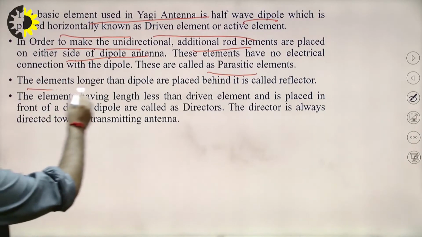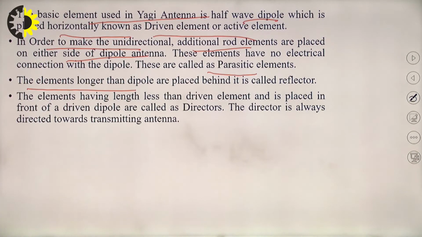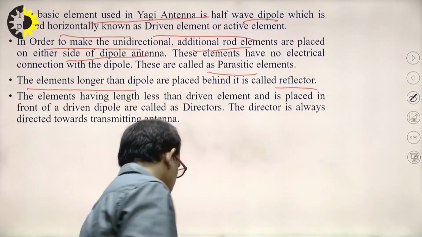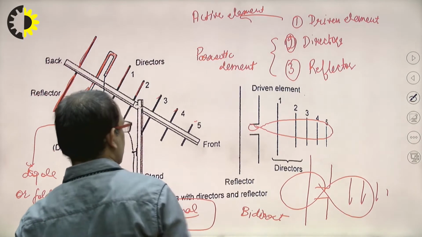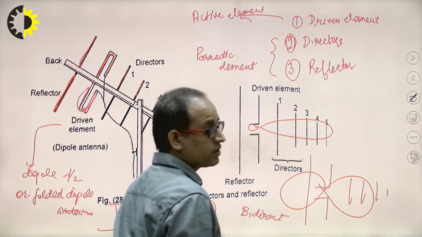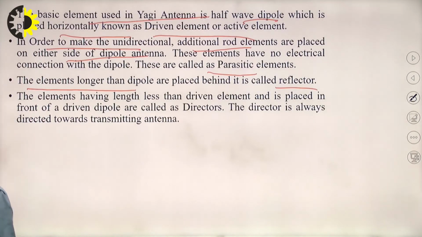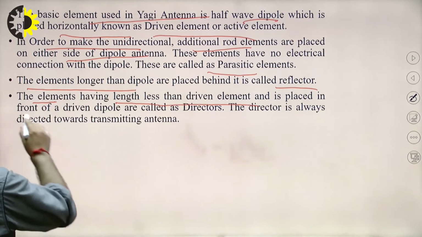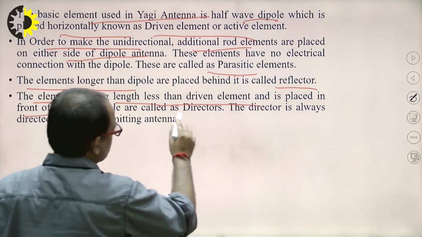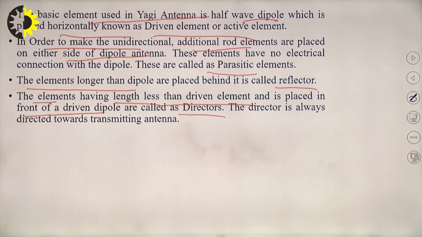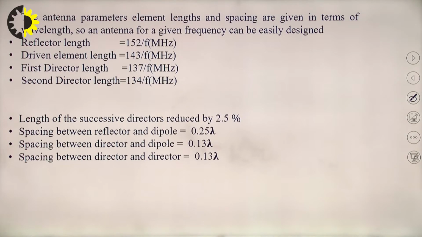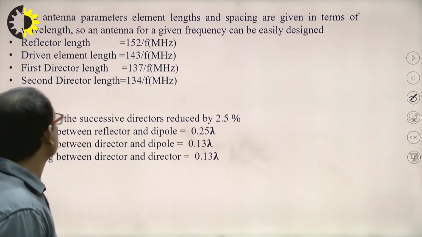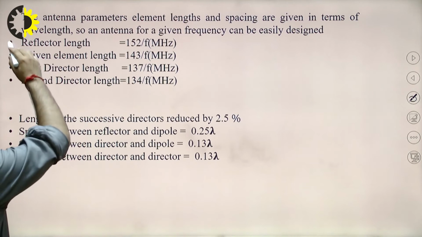The element having a length longer than the dipole is known as the reflector. You will see here that the length of the reflector is always greater than the length of the driven element. Clear? And the elements having length less than the driven element, placed in front of the driven element, are known as the directors. Clear?